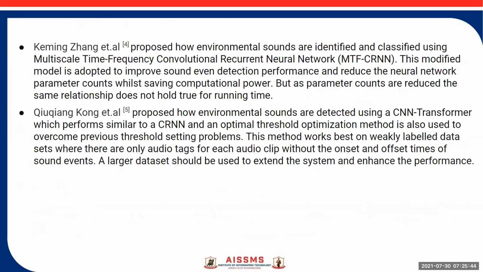Similarly, the other two papers: the first one used a multi-scale time-frequency convolutional recurrent neural network. This is a modified model adopted to improve sound event detection performance and reduce the neural network parameter counts while saving computational power. Also, the last paper we referred to used a CNN transformer, which performs similarly to a CRNN, and an optimal threshold optimization method is also used.